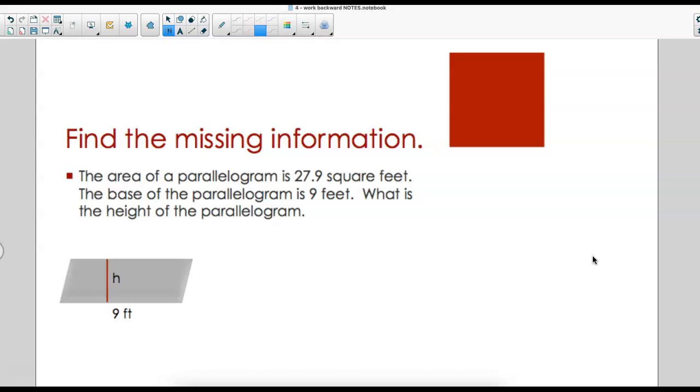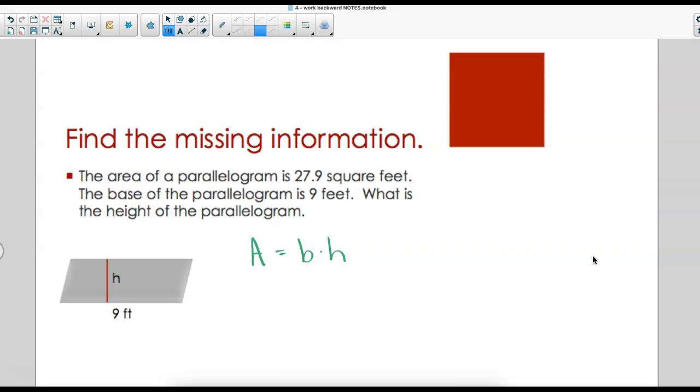All right, the area of a parallelogram is 27.9 square feet. The base of the parallelogram is 9 feet. What's the height? What formula do I need for area of a parallelogram? Go ahead, Susie. Careful, that's a trapezoid. So she was going to say base 1 plus base 2 times height divided by 2. That's trapezoids. Area equals base times height. Okay, that's a parallelogram. A equals B times H.